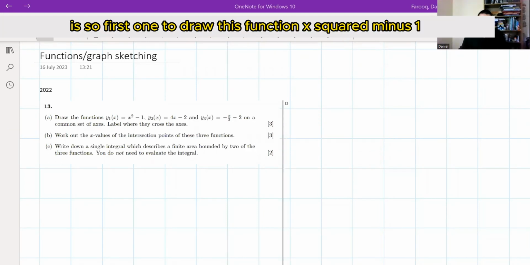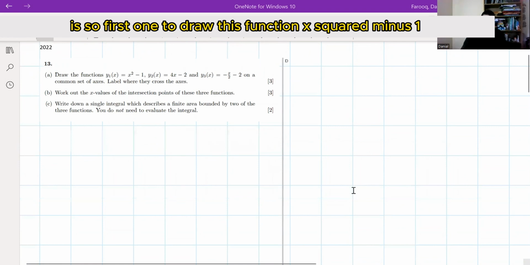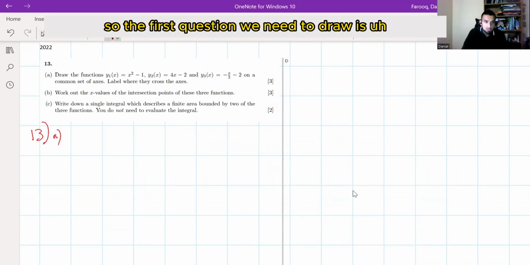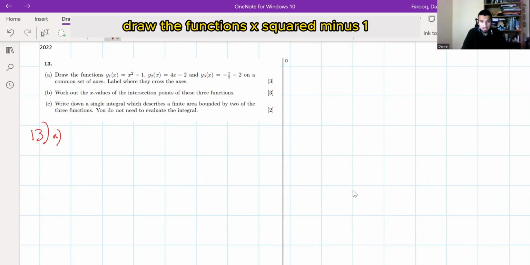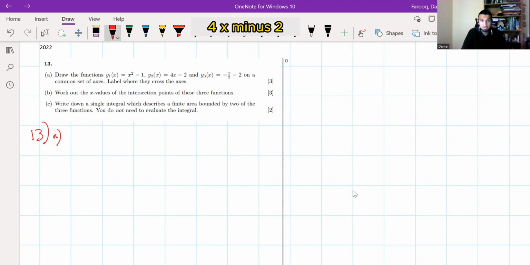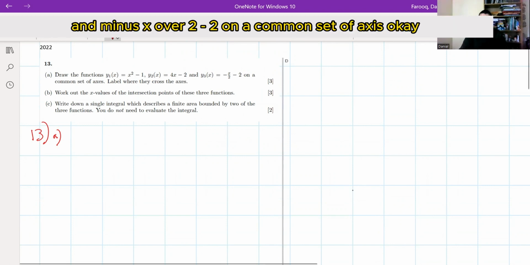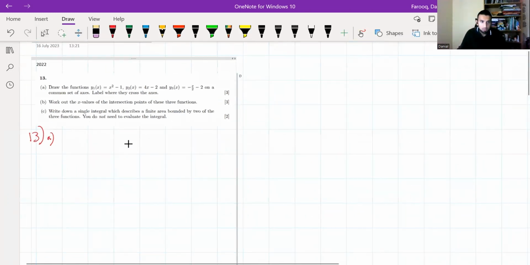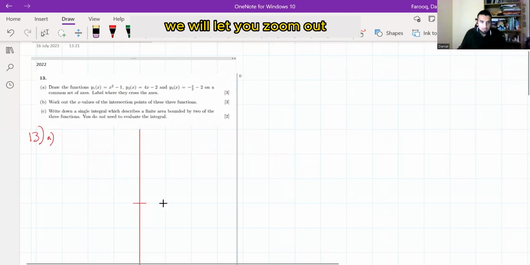Okay, so first one, we need to draw this function, x squared minus 1. So this is functions. So the first question we need to draw is draw the functions x squared minus 1, 4x minus 2, and minus x over 2 minus 2 on a common set of axes. Okay, so let's get some axes out for us. We'll zoom out.